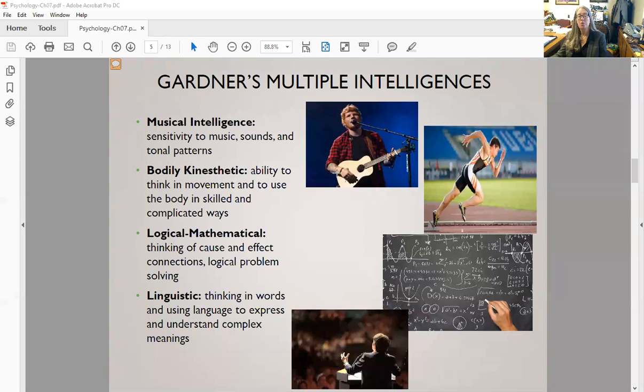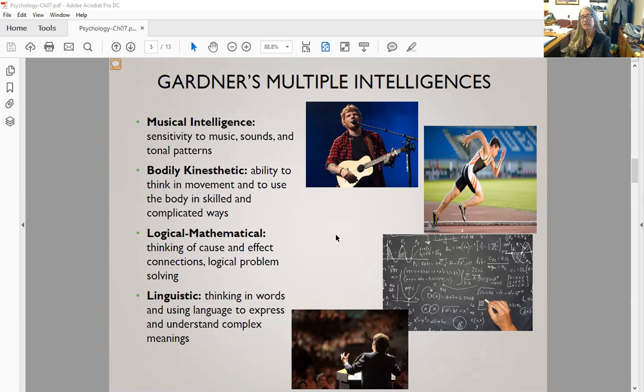I'm going to go through each of these, but I think it would be useful for you to go and take that questionnaire, take that survey. You don't get any credit for it, it's just for fun, but it's also for self-knowledge. From doing it, you'll be able to see how you score on each of these kinds of intelligence.